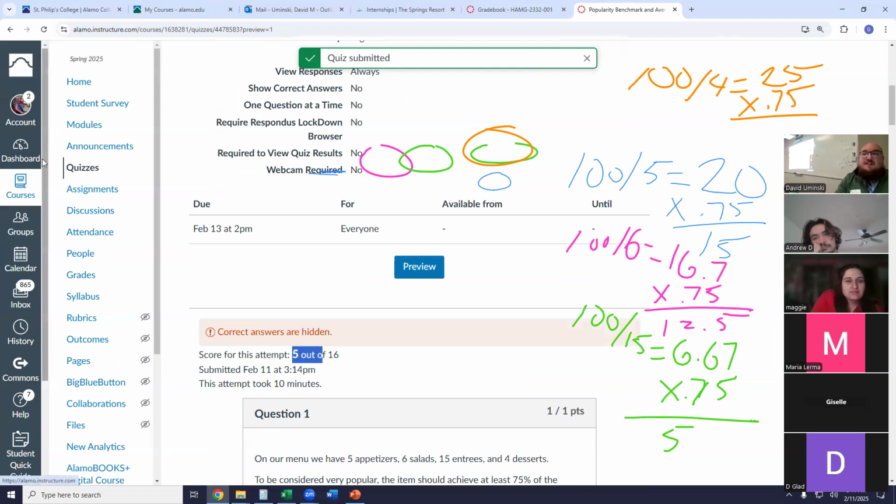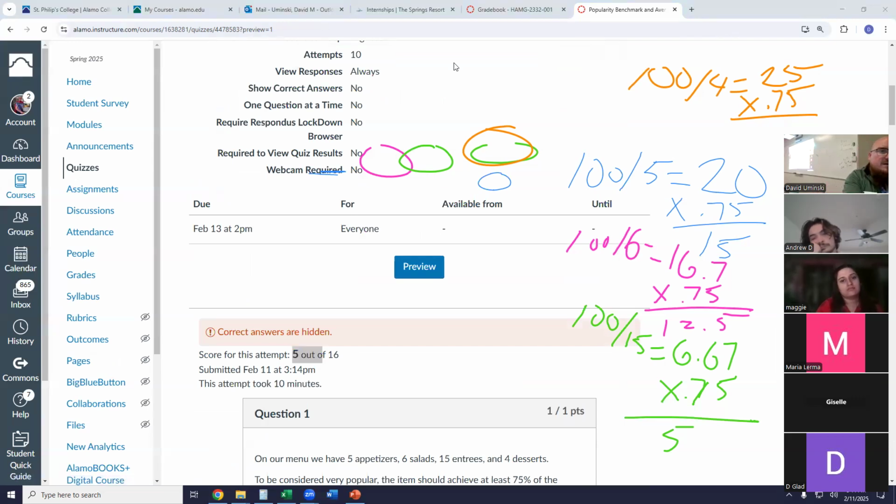Okay, so you're going to do the same thing with questions 5, 6, 7, 8, but instead these numbers are going to change, right? The number of items in the category and your percentage are going to change. So again, this is just practice. The process is the same, just changing the numbers. So like I said, this is your practice to get that popularity benchmark, and then your contribution margins.